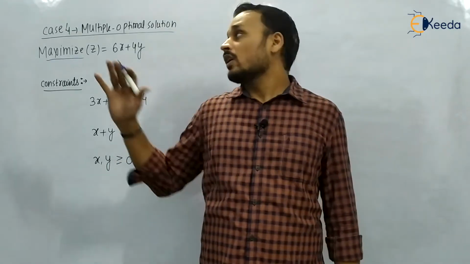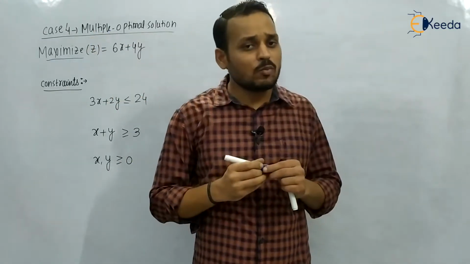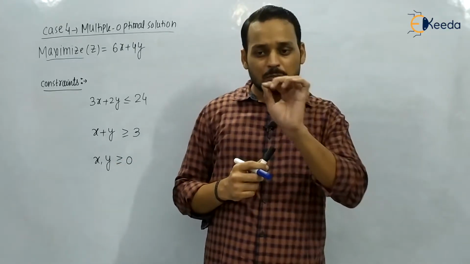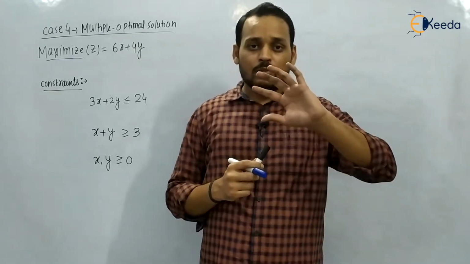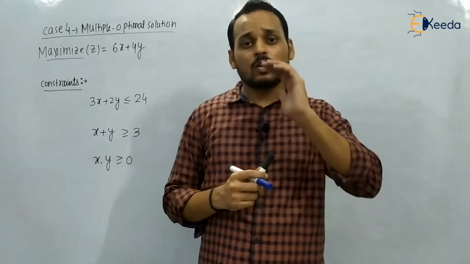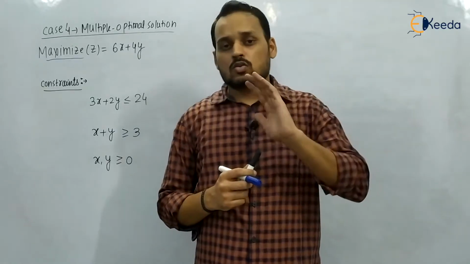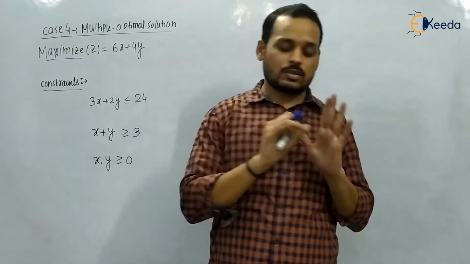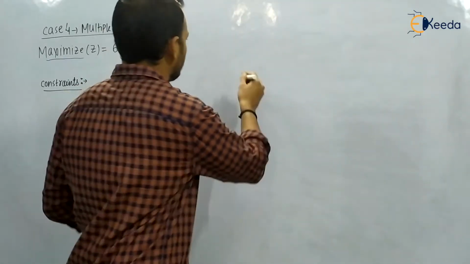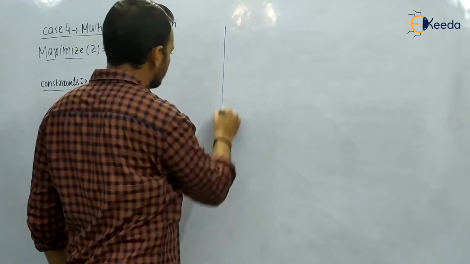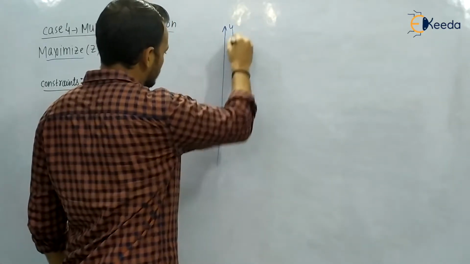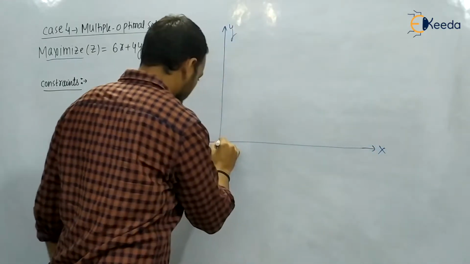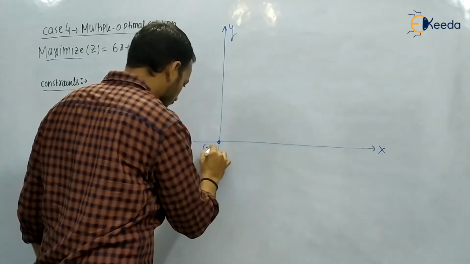Multiple optimal solution: from the name only you can see that more than one solution will be possible. There will be some corner points and we are going to get the optimal solution at more than one corner point. We will see it with the help of this example. First we will plot these two constraints, and we have taken the origin, that is 0 comma 0.